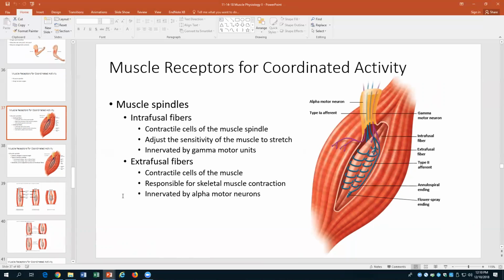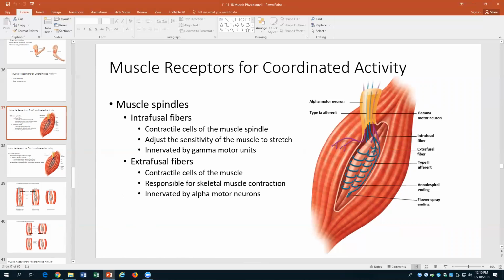Now, there are the extrafusal fibers. These are outside of the muscle spindle. These are your normal contractile cells, right? They're innervated by an alpha motor neuron, which is a faster neuron and has a larger diameter. And the inner muscles, the intrafusal fibers, are also muscle fibers. They contract, they have your sarcomeres, right?